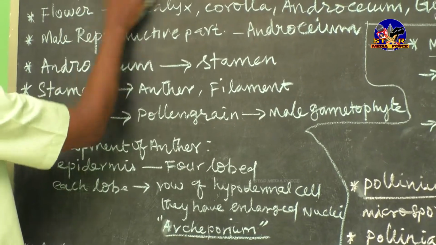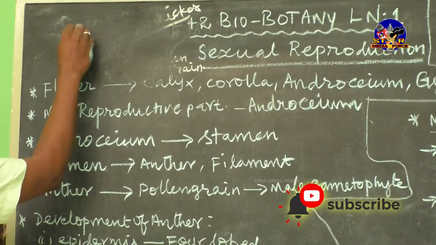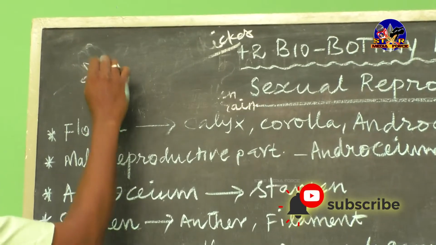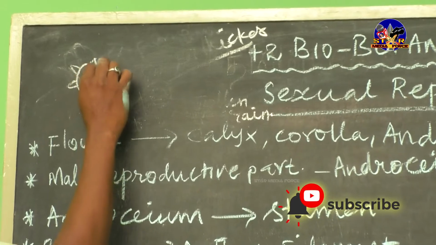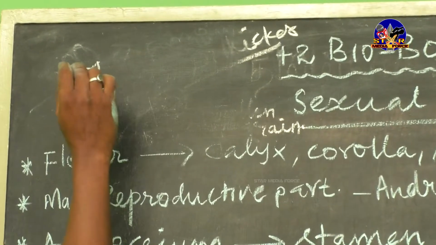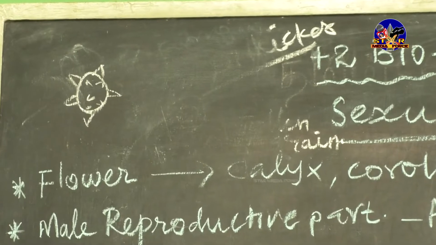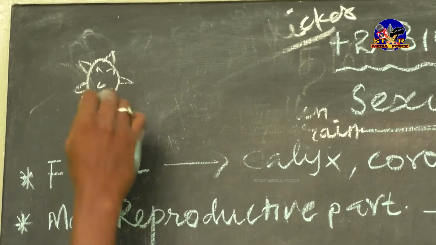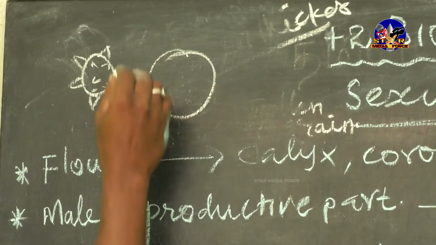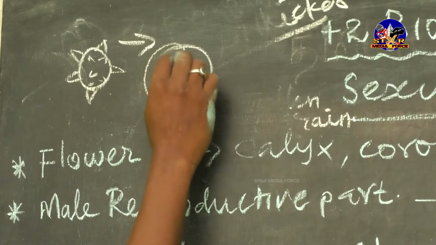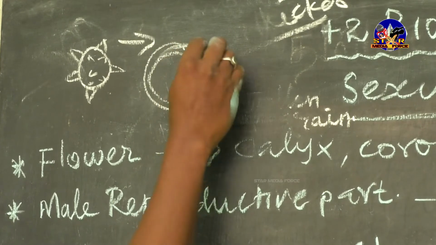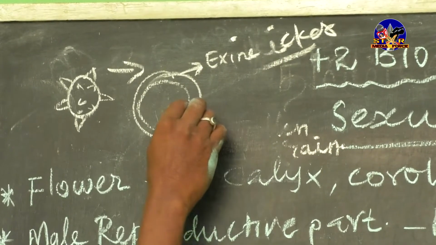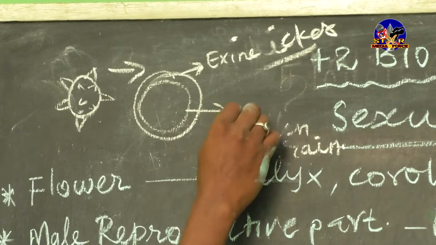Again, we will see the pollen grain structure. This is a pollen grain. It has apertures, and spicules are there. A lot of pollen grains are there, and inside the pollen grain they have 2 walls. The outer wall is called the exine. The inner wall is called the intine.